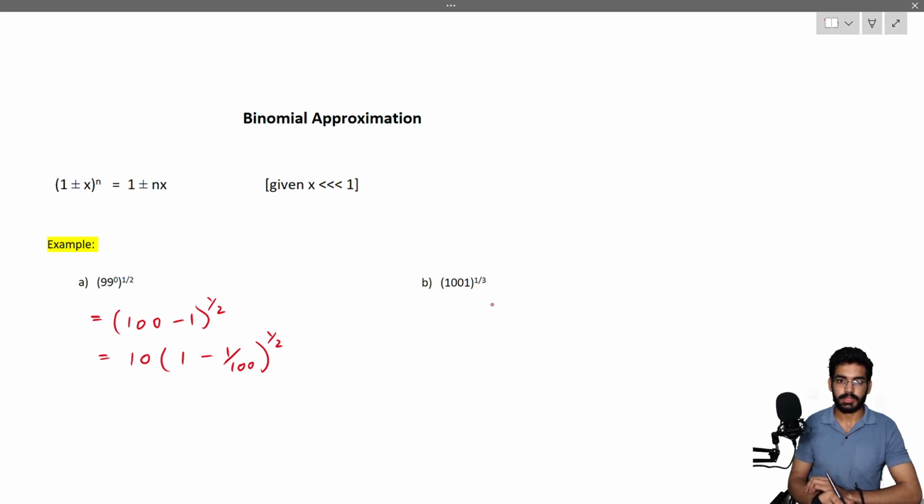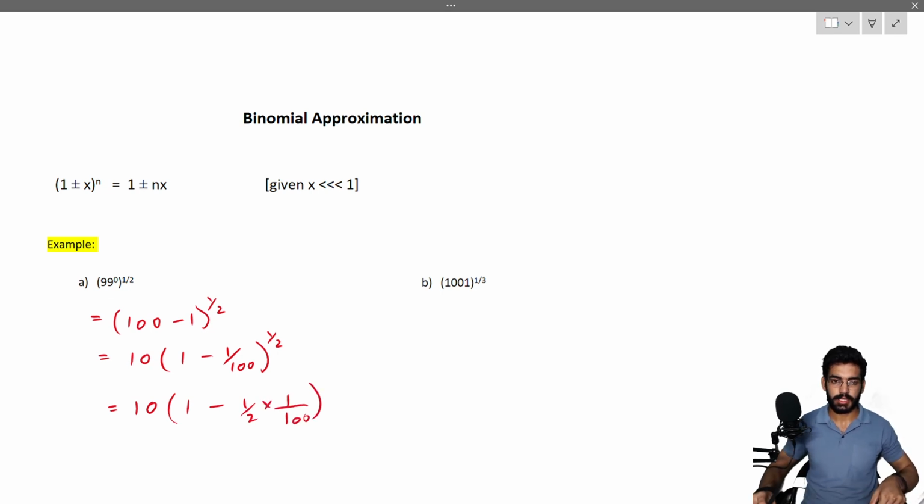So here I can apply this binomial approximation, and I can write 10 into (1 - nx), where n is half, into 1/100. And what value is going to come? 1/200. So this is going to come 199/20, I can say. This is an approximate value. If you calculate the square root of 99 directly, it is very close to that. So this is approximation, not the exact value, but you can use this method to calculate.